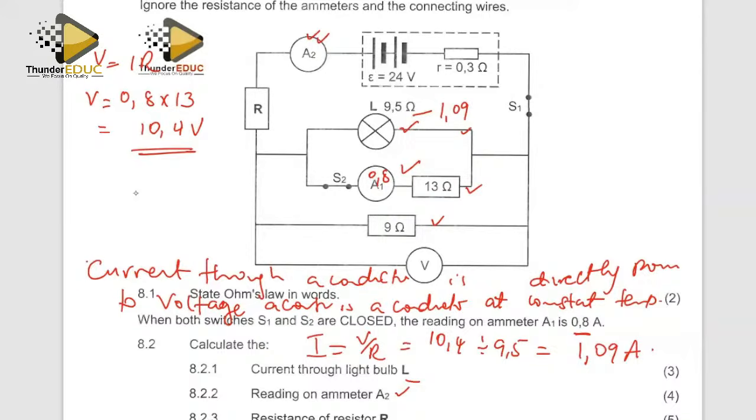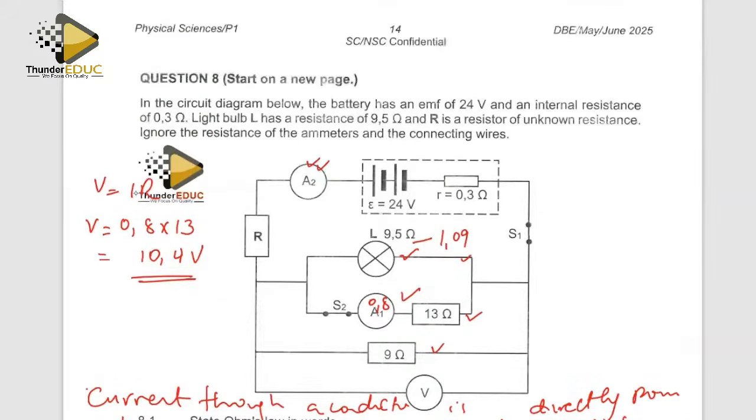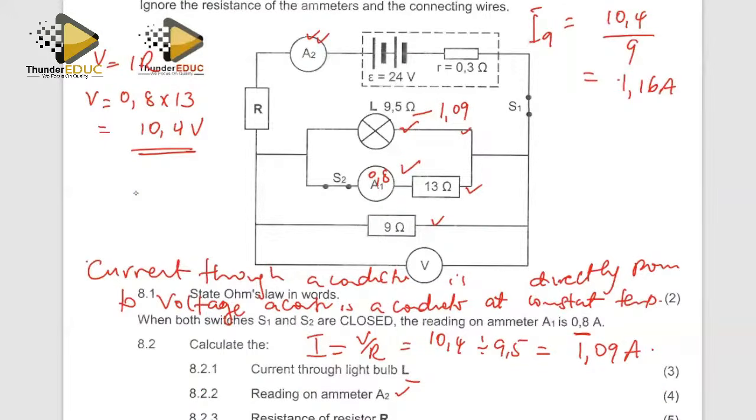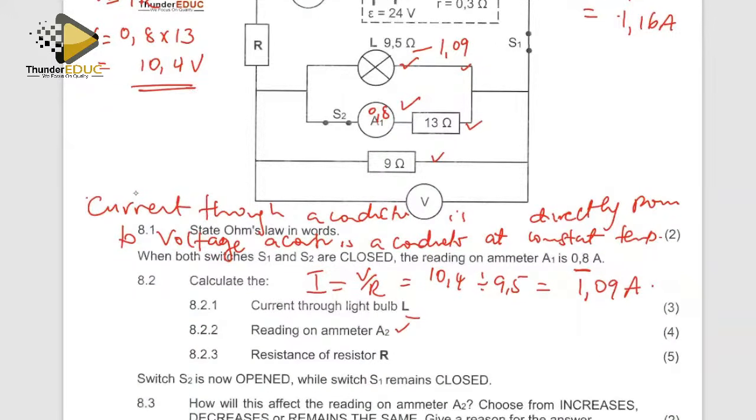Still, the voltage is the same even for the 9. So I'm not saying the voltage, I'm saying the current in the 9. The current in the 9 is going to be 10.4 over the resistance, which is 9, and that gives me 1.16 amps. Meaning that the total current should be 1.16 plus 1.09 plus the 0.8, and this must give us 3.05 amps.